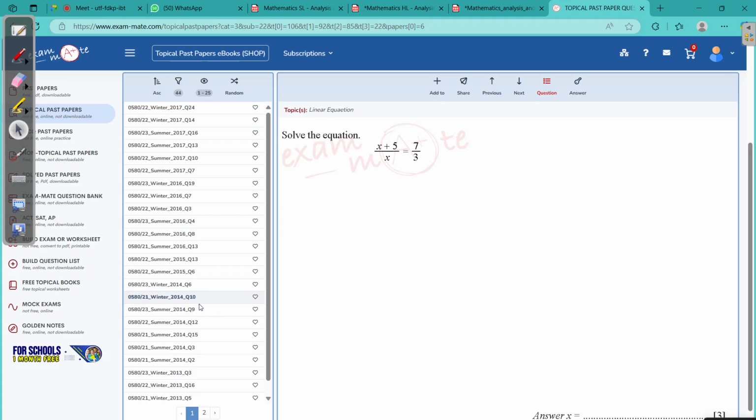Okay, next, this one we can solve. Let us see this one, just for practice. x plus 5 over x is equal to 7 over 3.